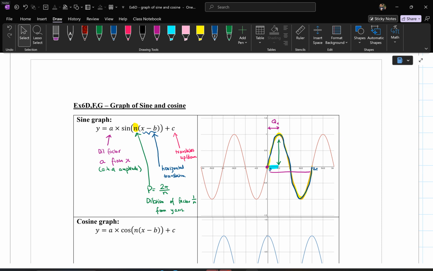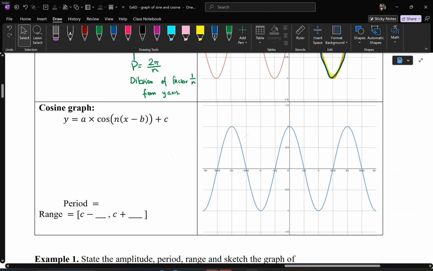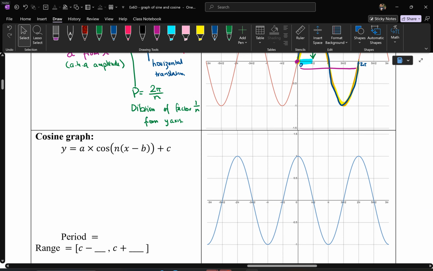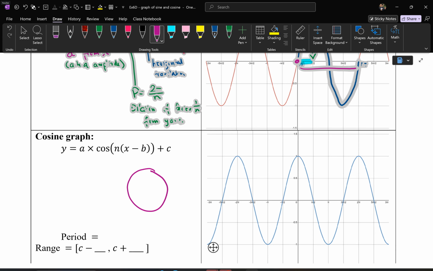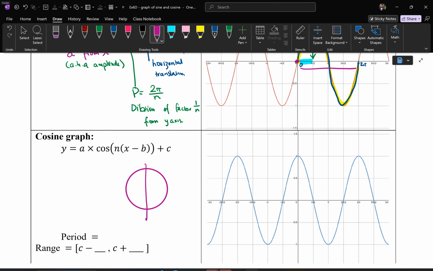And like I said, 6D, 6F, 6G will increase in difficulty on how you would sketch the graph. Knowing the first cycle will help you to visualize. Now, for the cosine graph, all that applies the same. The only difference between the two, if you think about the unit circle, I'm just going to draw a circle.